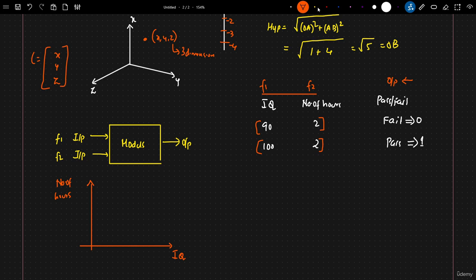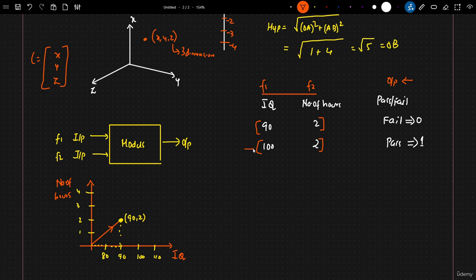Let's say my IQ values are 80, 90, 100, let's say 110. Here the number of hours can be 1, 2, 3, 4. Now if I want to plot 90, 2, 90 is on my x-axis, so I will go towards the x-axis over here. And 2 is on the y-axis, so I will move over here. So this point is nothing but the coordinate of 90, 2. And this is my vector, it will move in this specific direction.